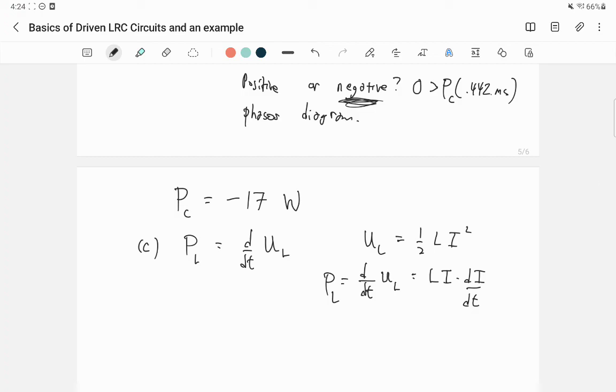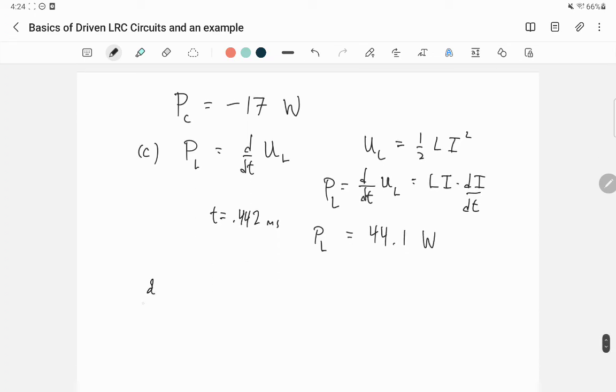Okay, so you can get all these things. These are all time-dependent things, right? So at the time 0.442 milliseconds, what you're going to find is the power, or the accumulation of energy at the inductor, is about 44.1 watts.